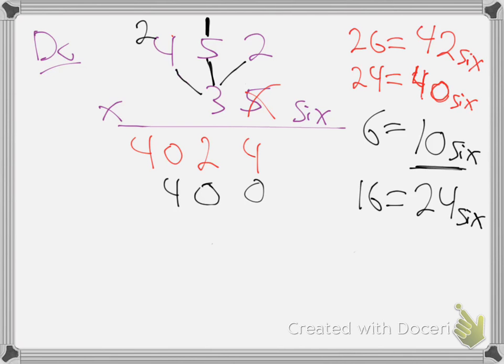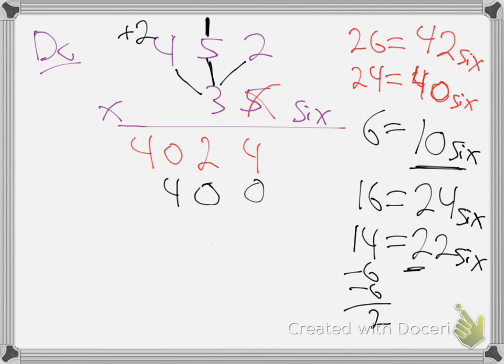Next one, 3 times 4 is 12. Add 2 is 14. How many 6s can we take out of that? 2 leaves 2 left over, right? Out of 14, carry away 6 and 6, that's 12, that leaves 2. 2 6s and 2 left over. So that's going to be 2, 2.